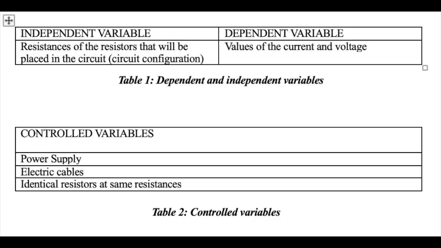Now, as you can see, we have independent variables, dependent variables, and controlled variables. The materials I will use are a constant DC power supply, 4 resistors for each value of resistance, a multimeter, and crocodile cables.